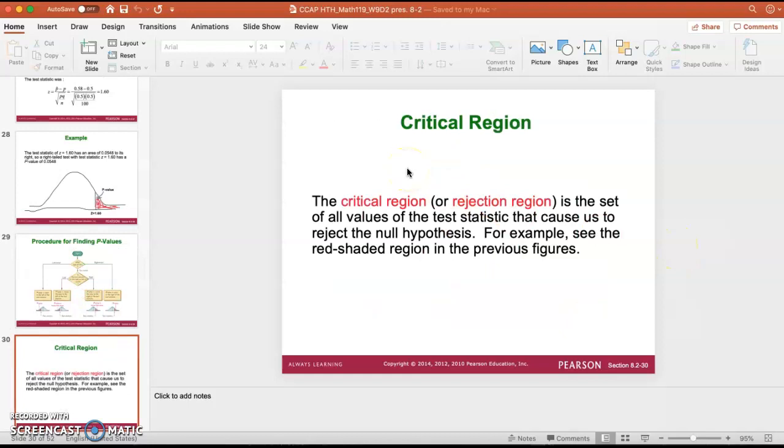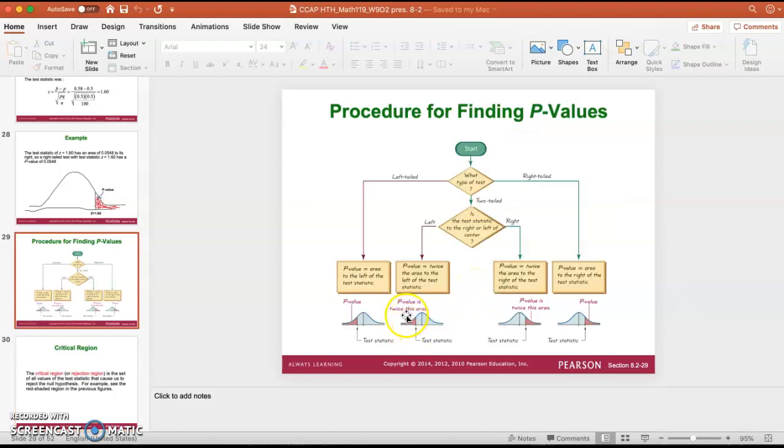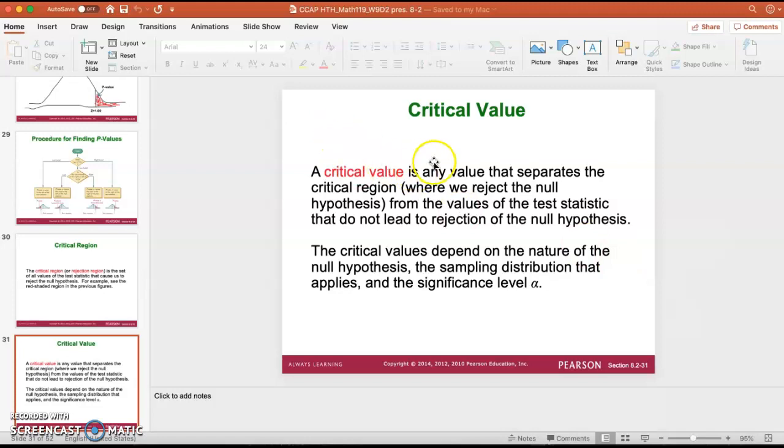Now, just to specify a bit more here, the critical region or rejection region is the set of all values of the test statistic that cause us to reject the null hypothesis. For example, see the red shaded region in the previous figures. So again, if we end up with probabilities that correspond to those red regions, small extreme probabilities, that's when we reject the null hypothesis each time. Then a critical value is any value that separates the critical region where we reject the null hypothesis from values of a test statistic that do not lead to rejection of the null hypothesis. So the critical values depend on the nature of the null hypothesis and the sampling distribution that applies in this significance level. Major importance on this significance level: if you get a p-value below the significance level, that's when you reject the null hypothesis.